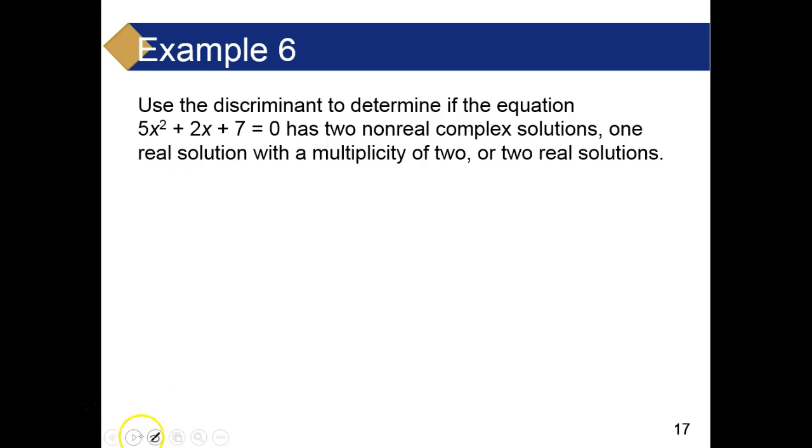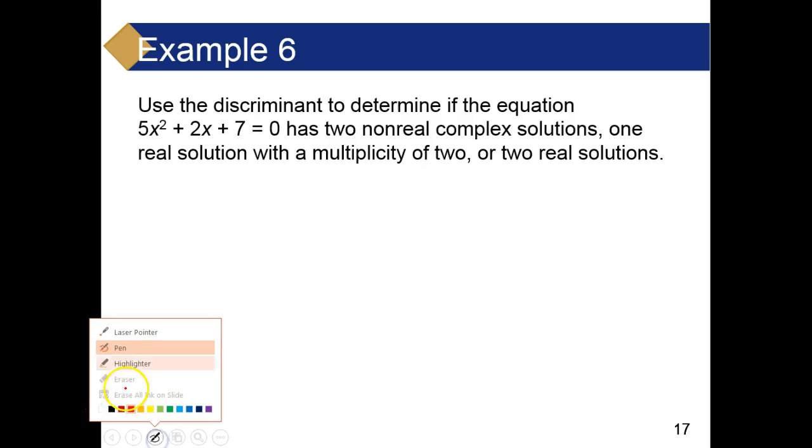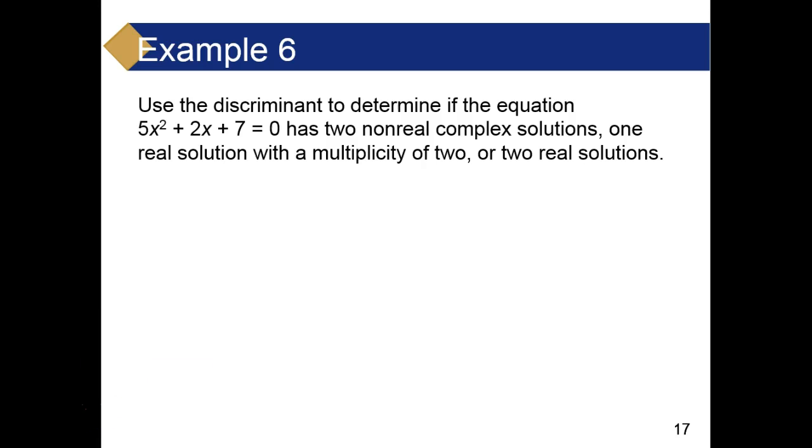Whoops, let me get my pen activated. Okay. How would you do it? B squared minus 4AC. What's your B? 2. 2 squared minus 4 times, okay, 5 times 7, okay? I can't write, but there it is.